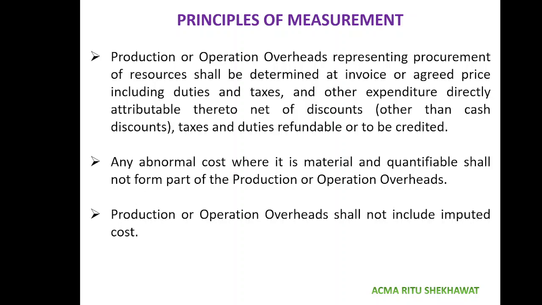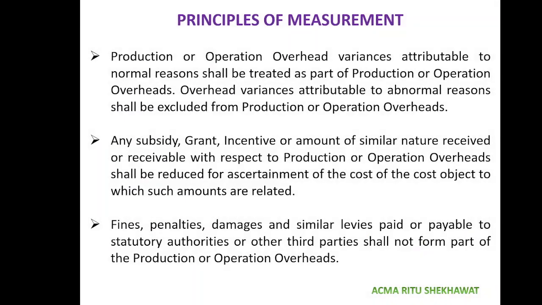An abnormal cost, where it is material and quantifiable, shall not be part of the production or operation overhead. Imputed cost is also not part of production overhead. Production or operation overhead attributable to normal reasons shall be treated as part of production or operation overhead, and credits shall be reduced to ascertain the cost of the cost object to which such amounts are related.